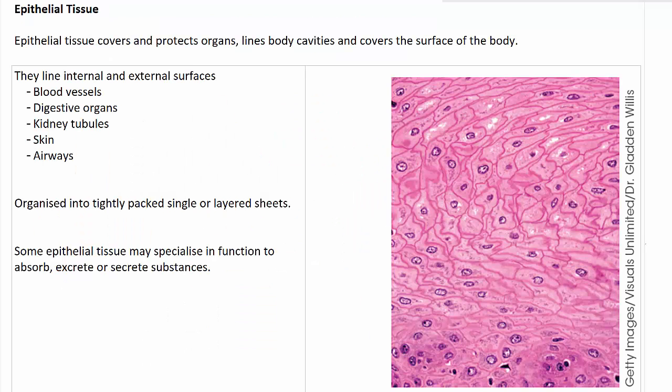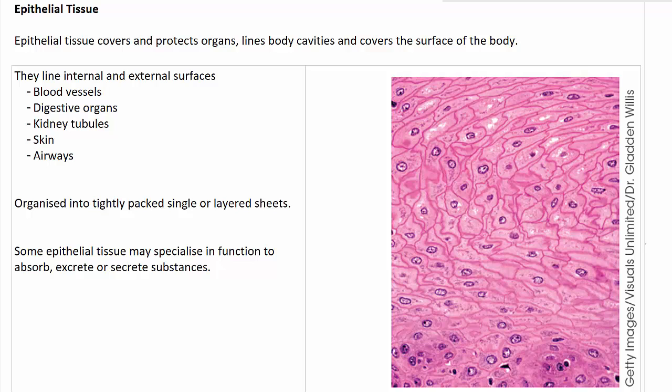Epithelial tissue is a covering that protects organs, lines the body cavities, and covers the surface of the body. These cells line the internal and external surfaces of your organs, such as blood vessels, digestive organs, kidney tubules, skin, and airways. These cells are usually organized into tightly packed single or layered sheets from which they get their name. And this cell organization actually increases their effectiveness as barriers that protect against mechanical injury, but also from invasion from microorganisms and loss of fluid.